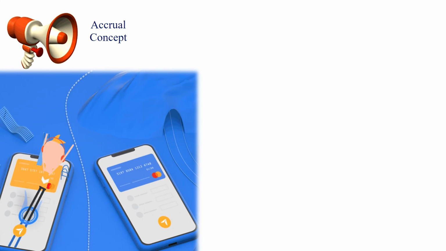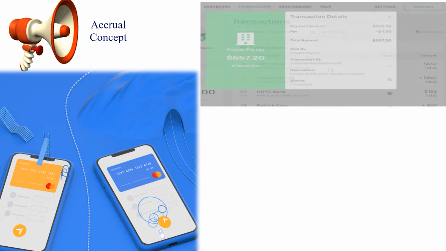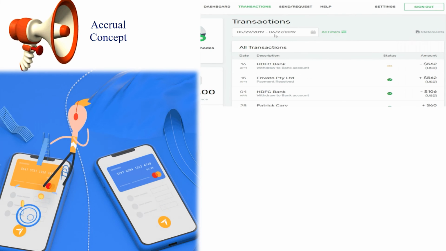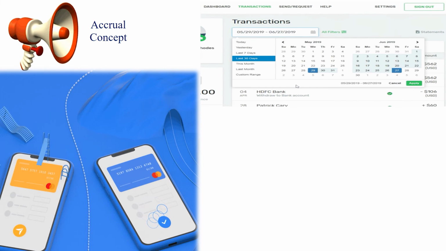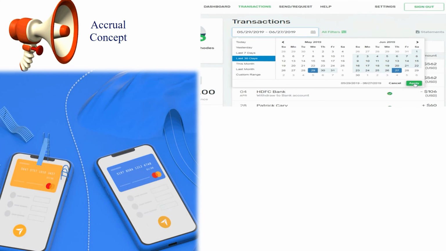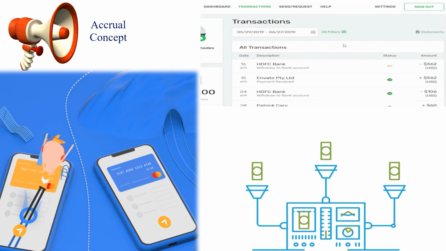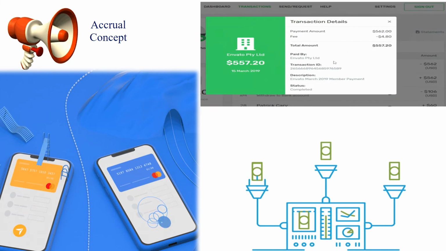The accrual principle is an accounting concept that requires accounting transactions to be recorded in the time period in which they occur, regardless of the time period when the actual cash flows for the transaction are received. The last accounting principle is economic entity principle.